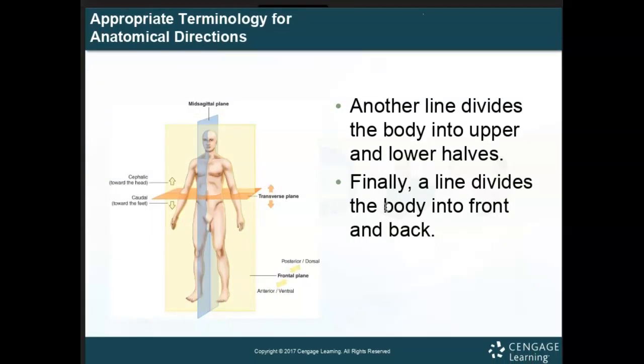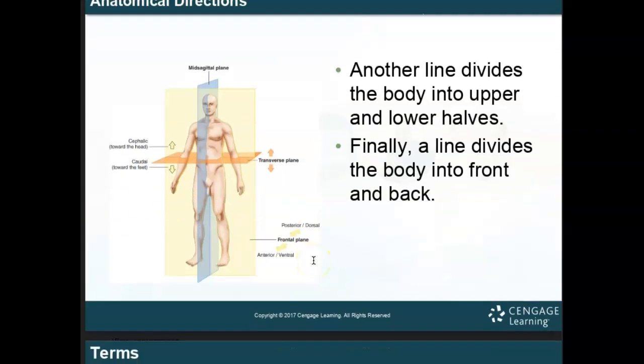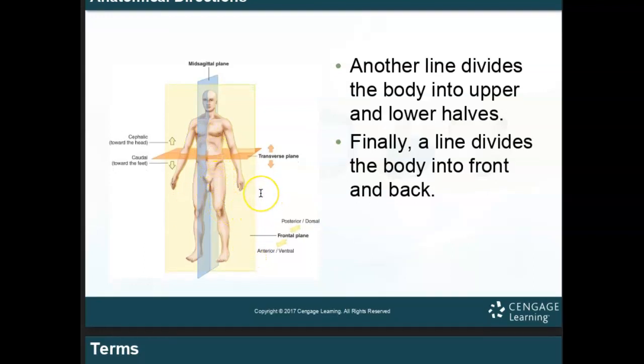So another line divides the body into upper and lower halves. We know this is the transverse plane. Remember, cephalic means toward the head. That's the top of the transverse. Caudal means toward the feet, which is below the transverse. And then you have your mid-sagittal, which divides into halves, right and left. And then you have your frontal plane, which is the front half of the body, and then your posterior or dorsal plane, which is the back.